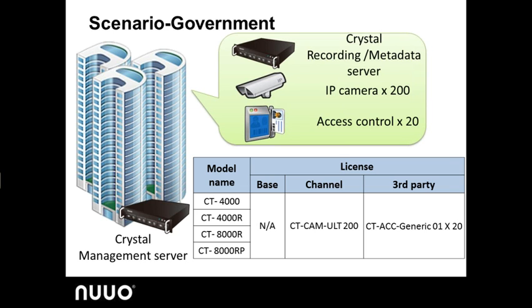For Crystal Titan, there are 2 license types. One is Enterprise, and another is Ultimate. The difference between those 2 license types is that the Ultimate license supports the video wall function, but the Enterprise doesn't. Users also could define the camera channels which they need when purchasing the license. So in this case, you should purchase 1 Ultimate license for 200 camera channels and 20 access control licenses.